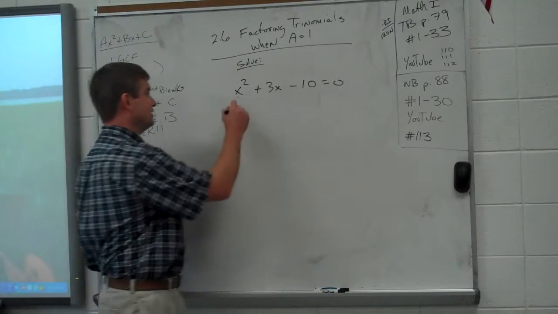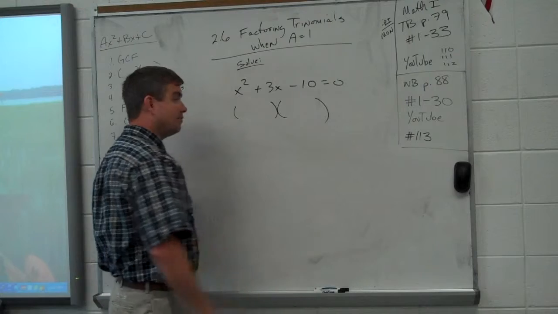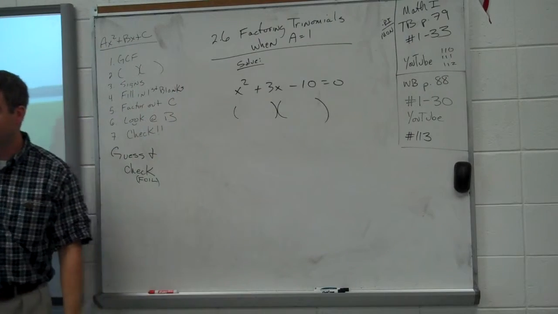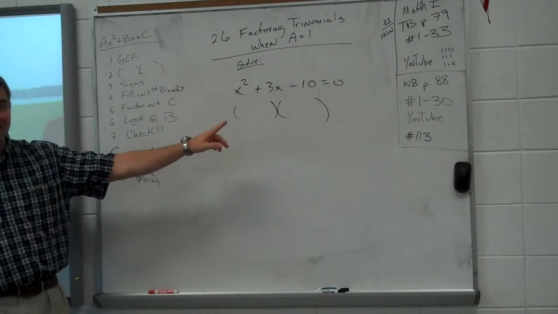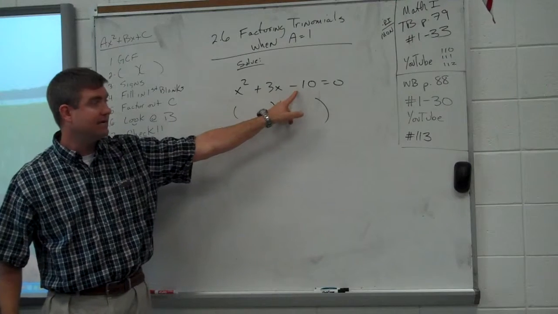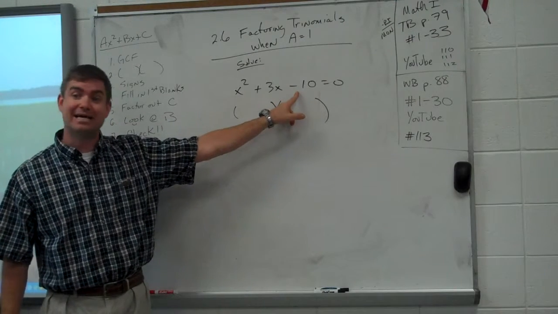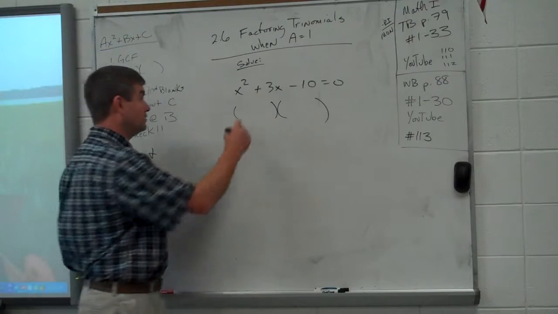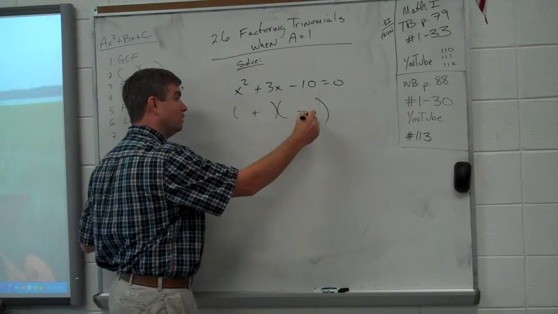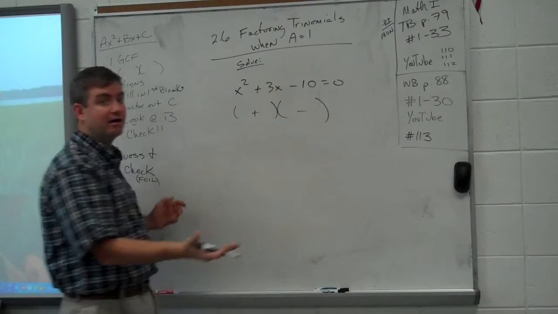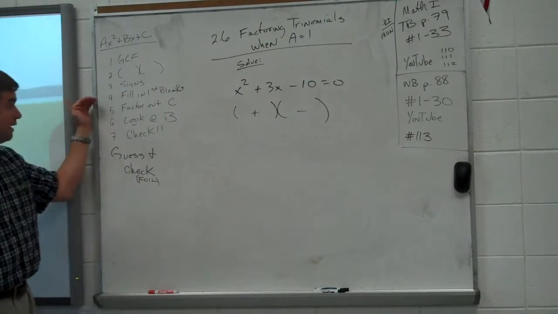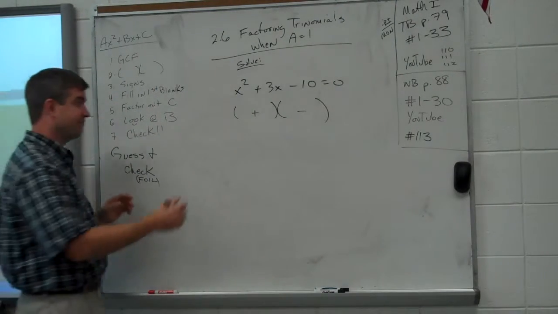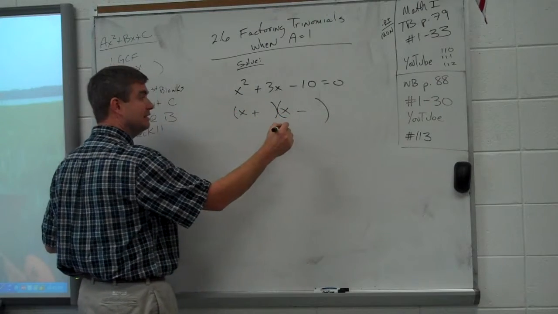Then we go to our parentheses. Step number 3 is our signs. We've got to fill in our signs. We look, where do our eyes go first? Right there, that second sign. If the second sign is negative, what does that tell us about our signs? One's positive and one's negative. Doesn't matter which one for now. Then what's our next step? Step 4. Fill in the first blanks. x and x.